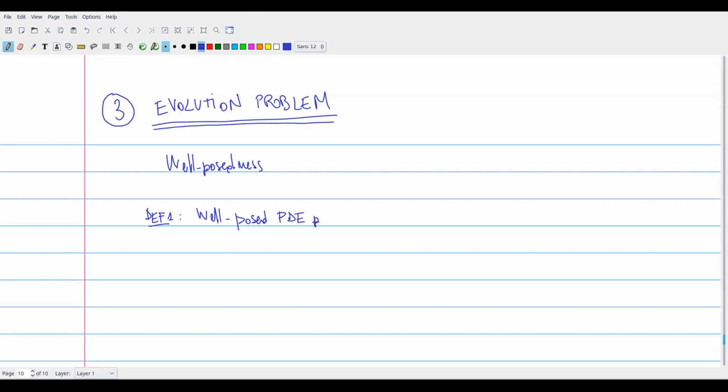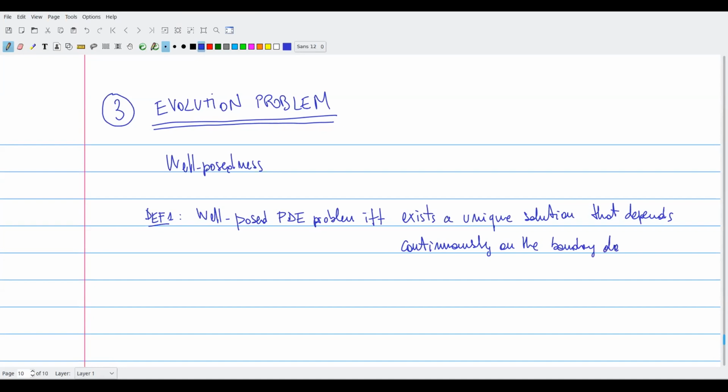This holds for any PDE problem. It's a good definition that more or less holds for any PDE problem. So you have existence, uniqueness, and continuous dependence. So for hyperbolic problems, that's the type of problem that we think about for an evolution.